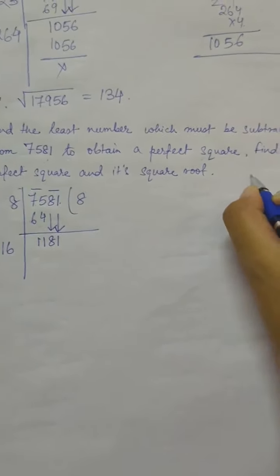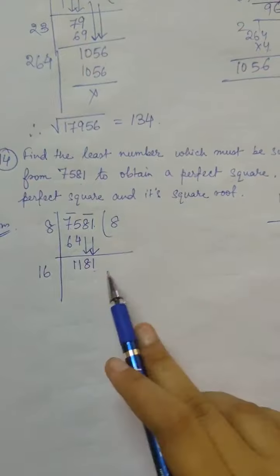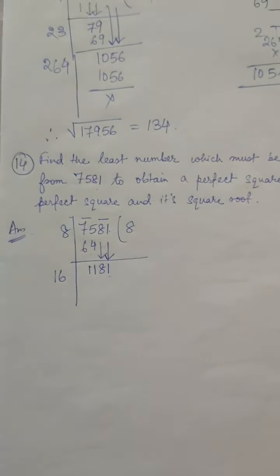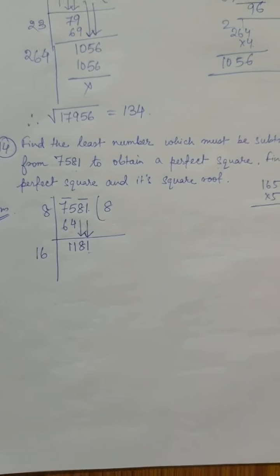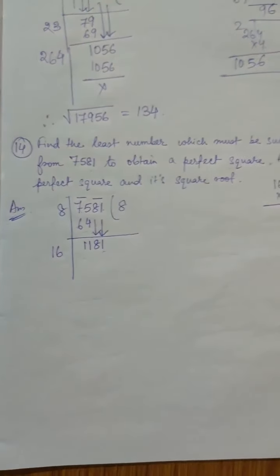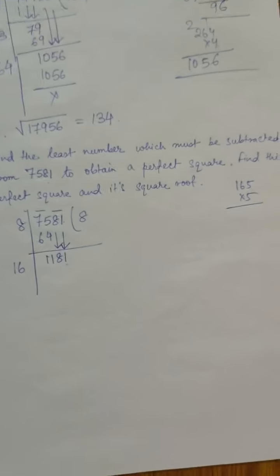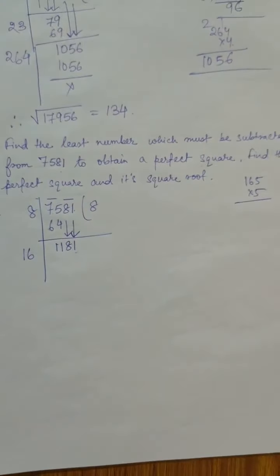So 165 into 5 is, see here the last digit 1 we cannot use like the perfect square numbers, because there if you had 9 into 9 81, then this must match. For a perfect square there won't be any remainder, but for this number it already says that this is not a perfect square and you have to obtain a perfect square, which means this number will definitely have a remainder. So that is why we have to try 165 with 5, 166 with 6 in this way to see which is the nearest number to this number 1181.